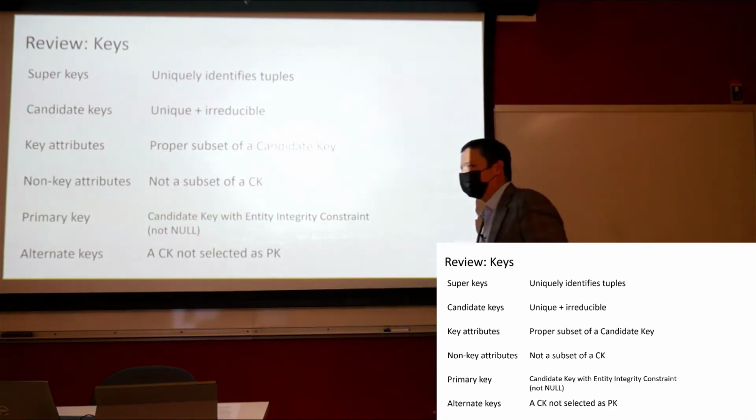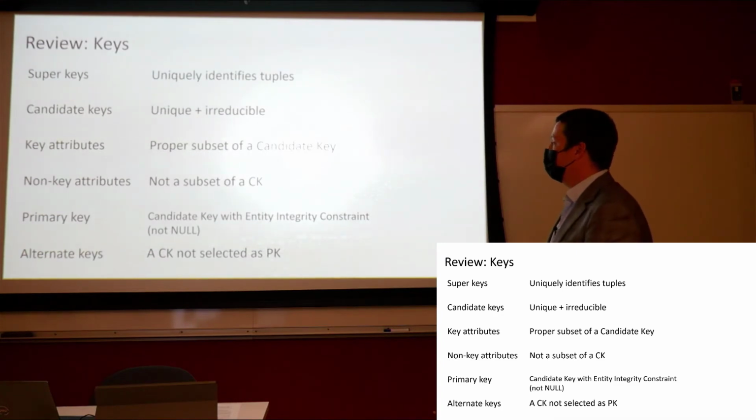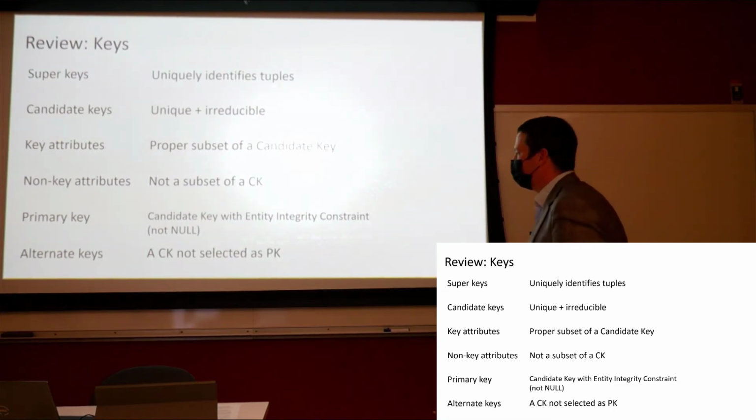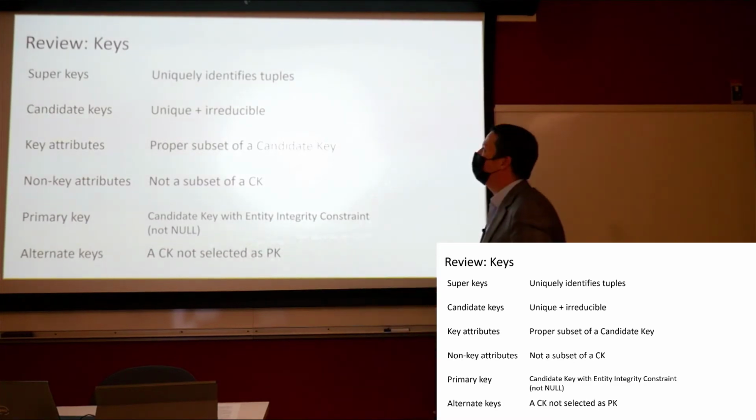Primary key is just one of the candidate keys that we have blessed as the primary key by applying the entity integrity constraint, which just means that we can't have any null values for the attributes that make up the primary key. And then alternate keys: any candidate key that we did not select as our primary key.